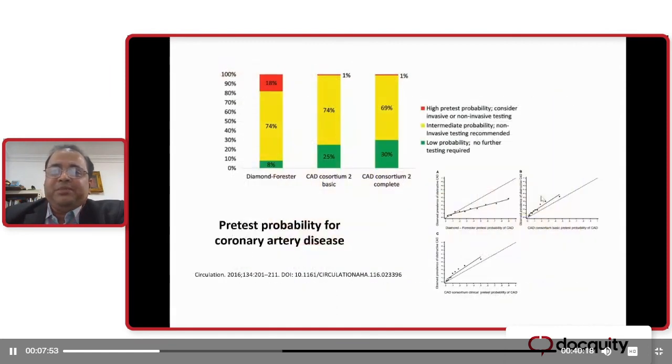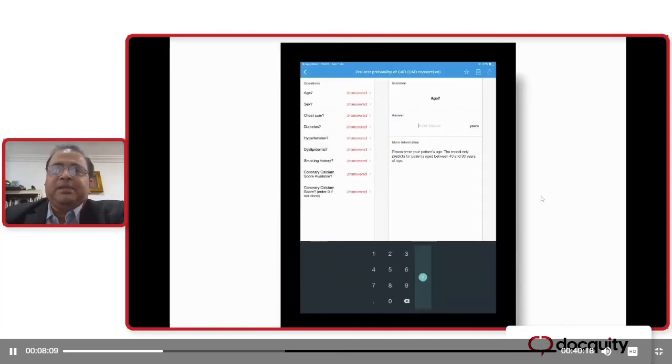And when you talk about pre-test probability, although we are using the European score, you can actually get this in your smartphone. The Diamond Forrester pre-test probability is there, and you can actually calculate whether your patient is intermediate or not, and then proceed from there. And this is a simple one. You can get it on any phone.